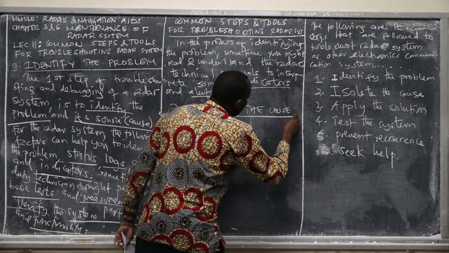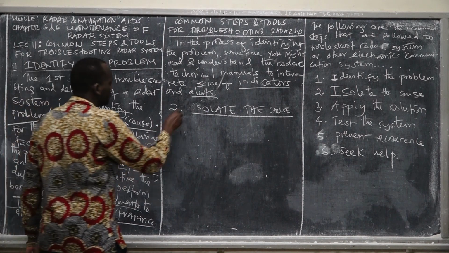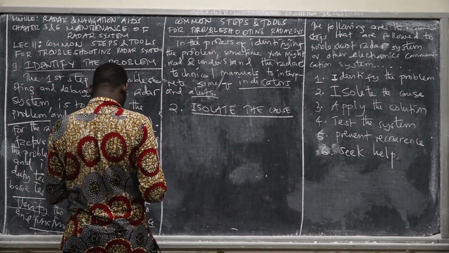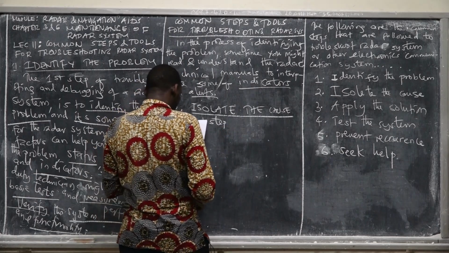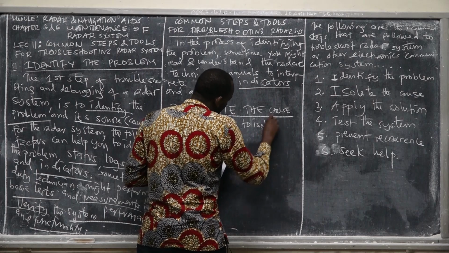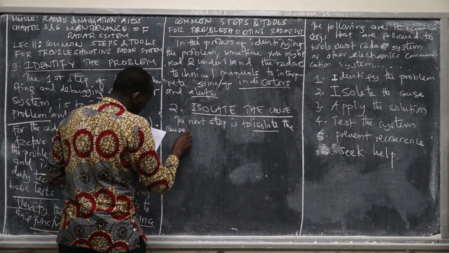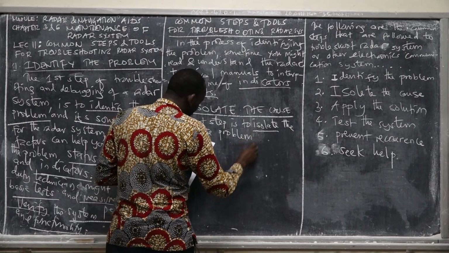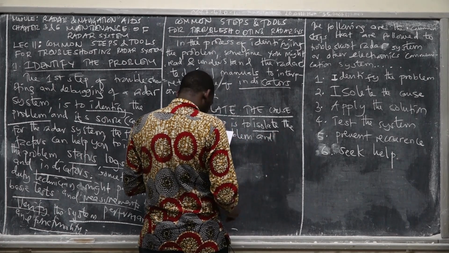Isolate the cause. Say isolate the cause. So the next step after identifying the problem is to isolate the cause of the problem. Ask your neighbor what the meaning of isolate is, because for some of the students that might be new vocabulary.